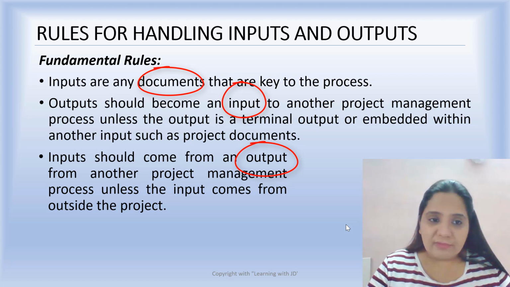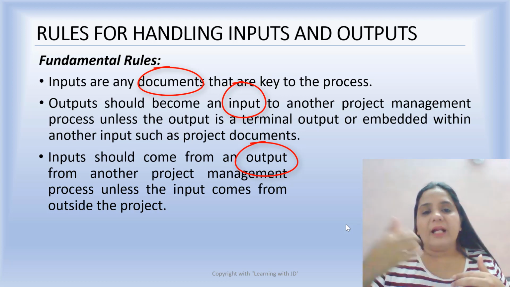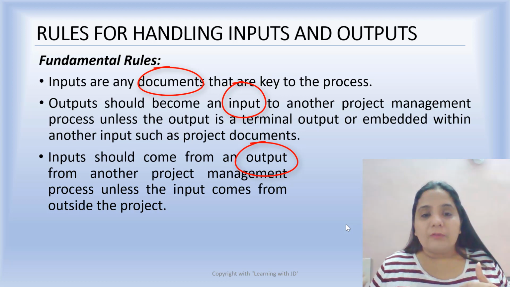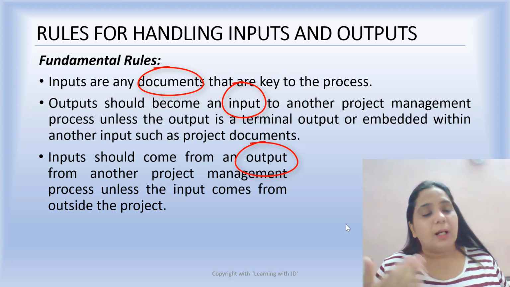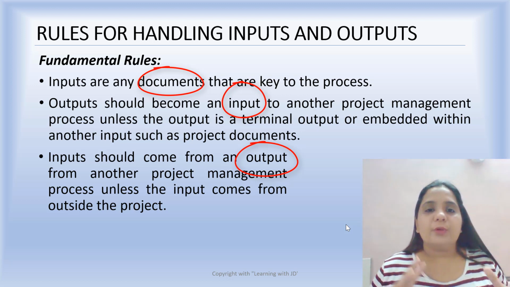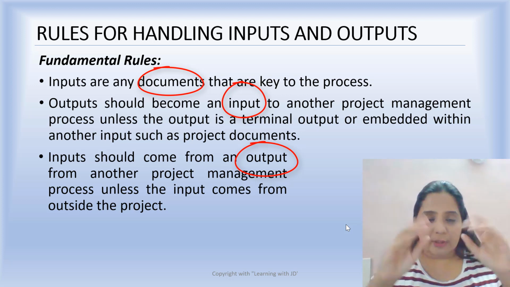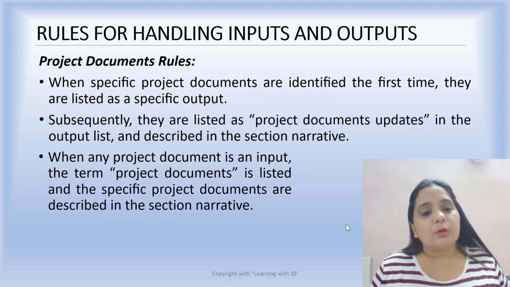Got that? So let's revise. Input is what? A document that is needed. Output is a document that is created. Output will always be an input to some other project management process. Input should come from some other project management process unless it is an input that comes from outside the project. All right, please keep this in mind. These are the basic rules for handling input and output. It is going to help you understand and join all your dots when you start studying for your PMP or your CAPM examination. Now, what are project documents rules?